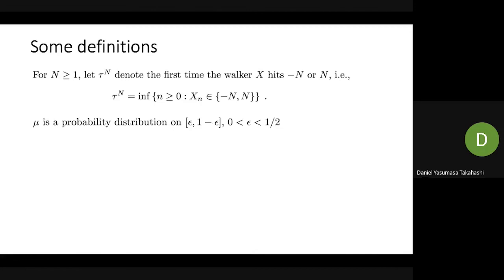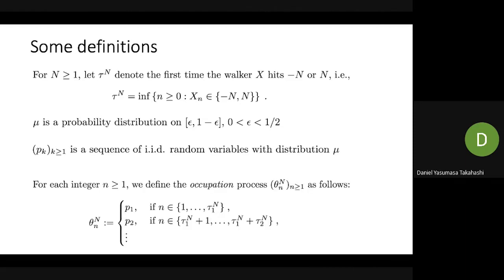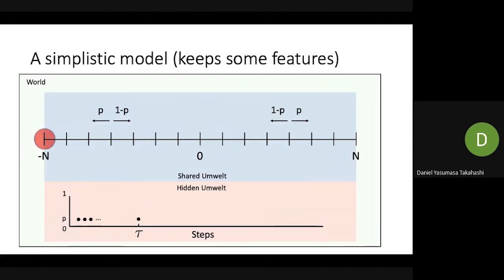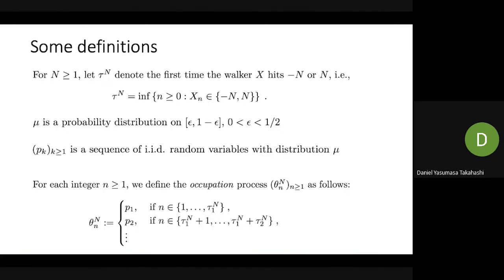And we use this mu to generate the sequence of the parameters p_k. So the p_k is a sequence of iid random variables with distribution mu. And we also define something that is very simple, but maybe not defined in a very easy way: theta n is exactly the process that represents the parameter at which the random walk is running. So if you go back to the figures, these dots are exactly what I'm defining as theta n. Obviously, we can make the model more complicated, but here I will focus on a very simple case.